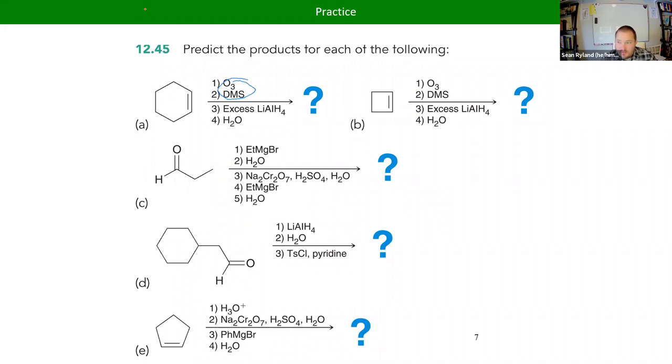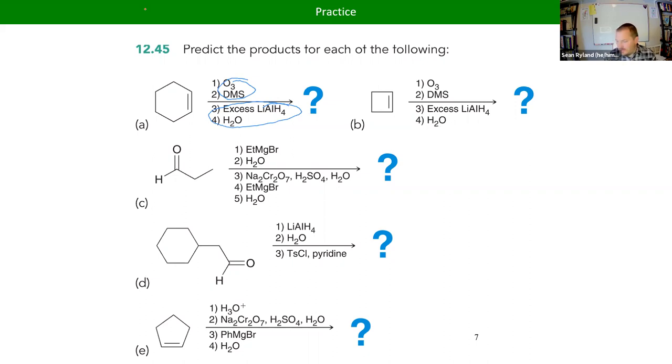Just exposing it to ozone makes ozonide, which is that weird five-sided ring where you've got a bunch of oxygens involved. So you need it to be exposed to DMS, which is a mild reducing agent. Sorry, mild oxidizing agent, which is weird because we're not really changing the number of carbon oxygen bonds, but it's going to turn it into those carbonyls in this case. And then the second step, the lithium aluminum hydride followed by H2O, that's really one reaction too. That's your hydride reduction. Your hydride attacks the carbonyl carbon and the water just is a proton source.